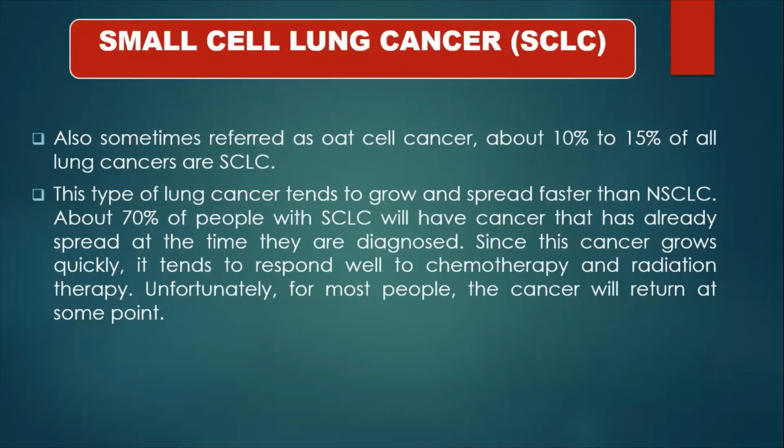Now, moving on to small cell lung cancer, that is SCLC. About 10% to 15% of all lung cancers are SCLC. It is also known as oat cell lung cancer. This type of lung cancer tends to grow and spread faster than NSCLC.